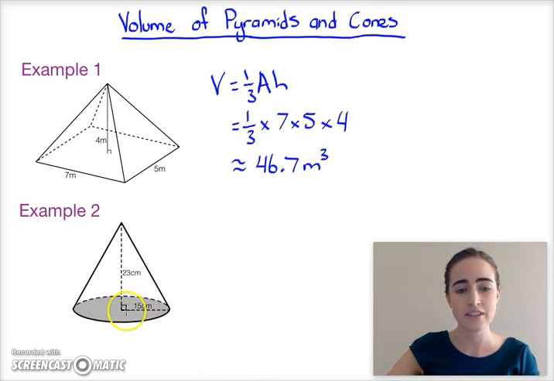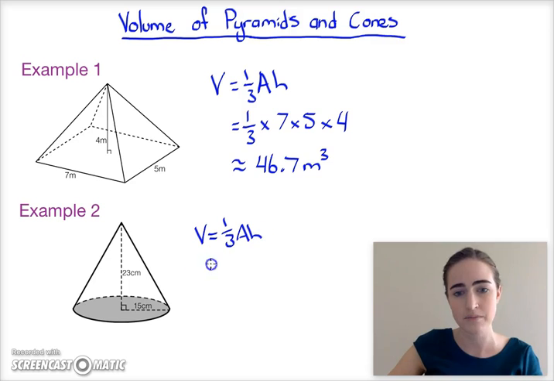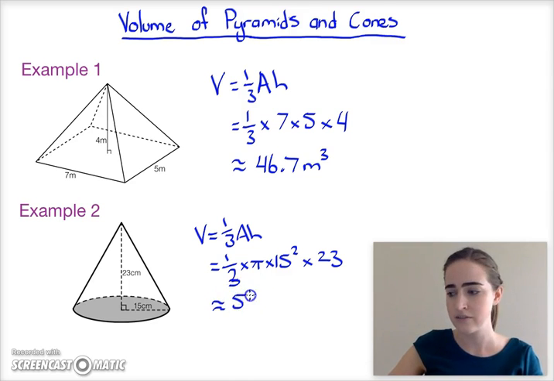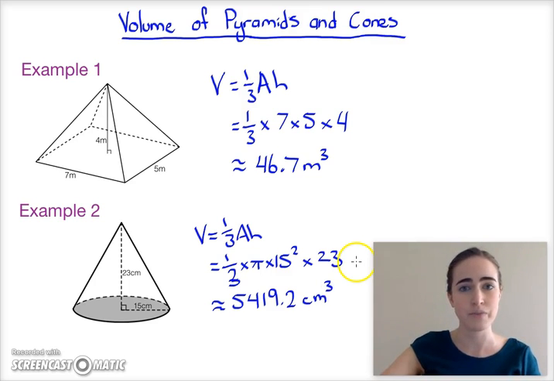Our last example is this cone here. So it's got a radius on its base of that 15 centimeters, and it's got a perpendicular height of 23 centimeters. So again, formula first, it's a third times the area of the base times the height. The base is a circle, so we know that its area is pi times the radius squared, which is 15 squared. And then the height of that shape is 23. When you pop that in your calculator and round it to one decimal place, it's 5,419.2 centimeters cubed. So it's a few examples of finding the volume of pyramids and cones.